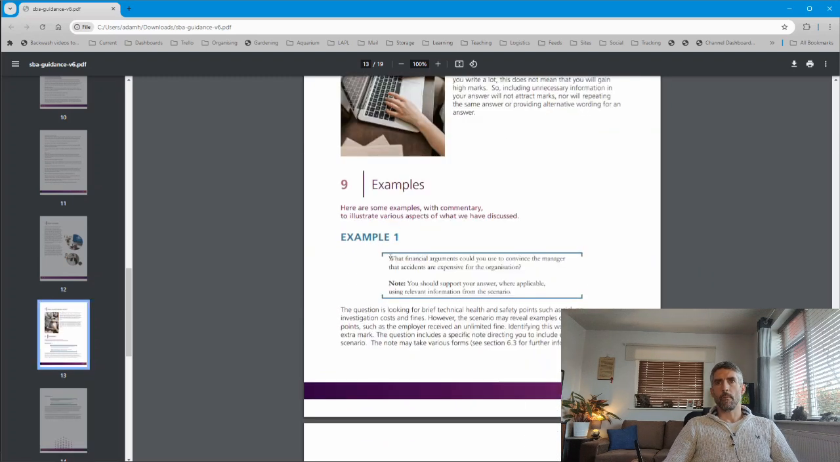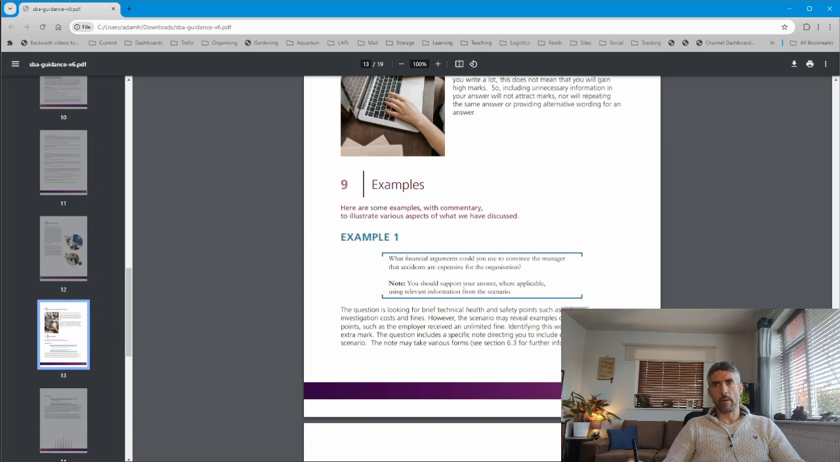So on example 1, it says, what financial arguments could you use to convince the manager that accidents are expensive for the organisation? And there's a note to say that you should support your answer where applicable using relevant information from the scenario. And then let's have a look at the NEBOSH guidance, although this is where I'm going to take the NEBOSH guidance and go much deeper. It says the question is looking for brief technical health and safety points such as sick pay, investigation costs and fines. And I'm going to come back to that in a second.